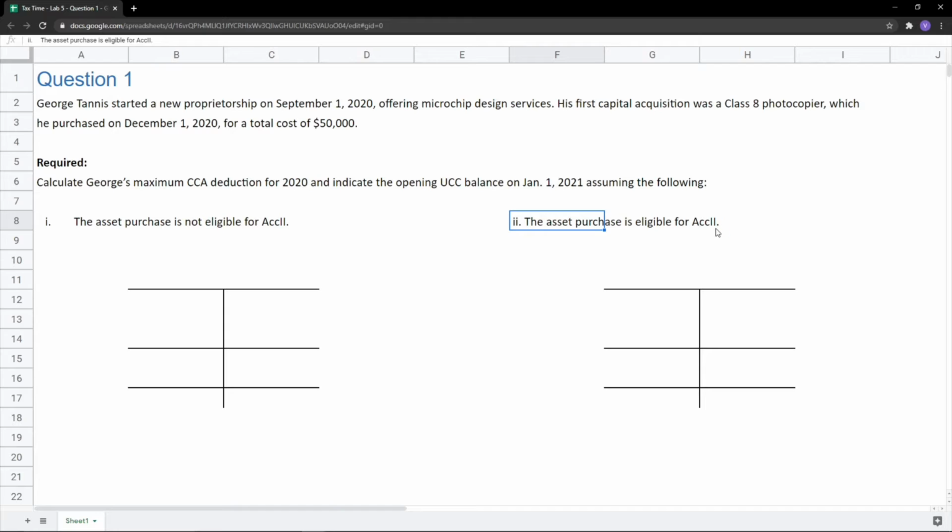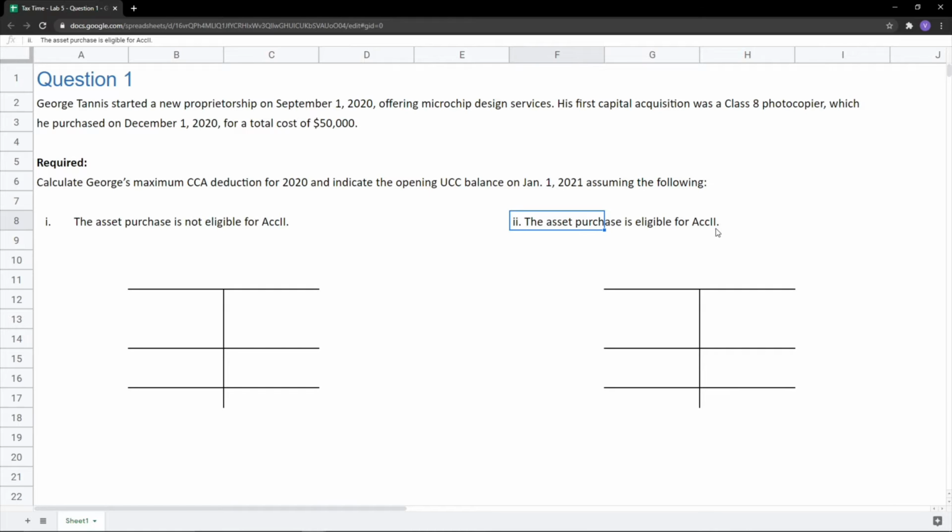A quick word on the accelerated investment incentive. This is a relatively new area of tax in Canada. As of this recording, the dates that this is in effect for are November 21st, 2018 through to December 31st, 2023. The accelerated investment incentive was a response by the Canadian federal government to a significant reduction in corporate taxes down south in the US.